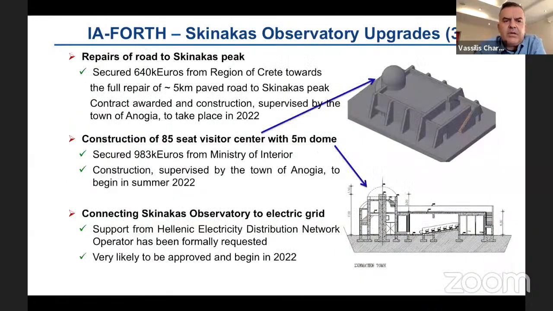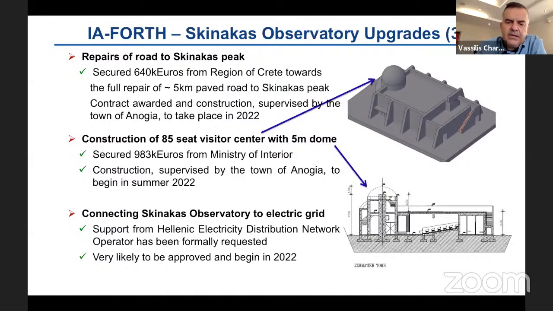We're also very lucky because the region of Crete actually recognizes our efforts, so they secured funding to repair the road. The last 5 kilometers that are off the main road, you will see tomorrow, will be paved once more. It's a paved road, but it wasn't repaired extensively for the past 20 years. And the contract has been awarded. Construction will start next year.